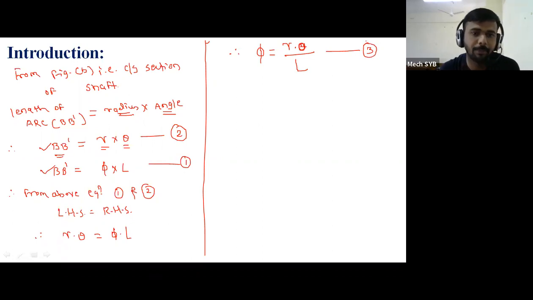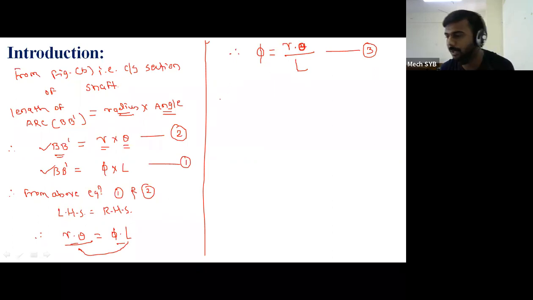What I have done, I have compared equation number 1 and equation number 2 with each other. दोन्ही इक्वेशनच्या लेफ्ट साइडला BB डॅश आहे. जर लेफ्ट हँड साइड इक्वल असतील तर त्याच्या दोन्ही राइट हँड साइड पण काय होणार, इक्वल होणार. Therefore R into theta is equal to phi into L. मग हेच इक्वेशन मी फक्त फायच्या टर्म मध्ये लिहिले. This capital L is present at the left side. ते जर मी इकडच्या बाजूला घेतलं तर ते डिवाइड होणार आहे. Therefore, you will get the value of phi is equal to R into theta divided by L. Okay, so this is the equation number 3.